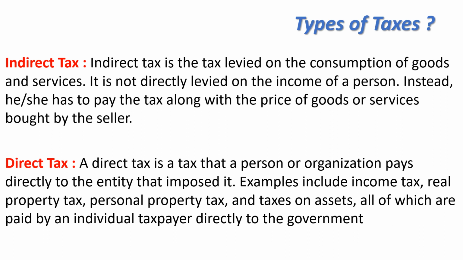A tax that a person or organization pays directly to the entity that imposed it. Examples include income tax, real property tax, personal property tax, taxes on assets, all of which are paid by the individual taxpayer directly to the government. Now look, on this property or assets, real property, whatever taxes are there, that the citizen or the taxpayer directly pays to the government, right?